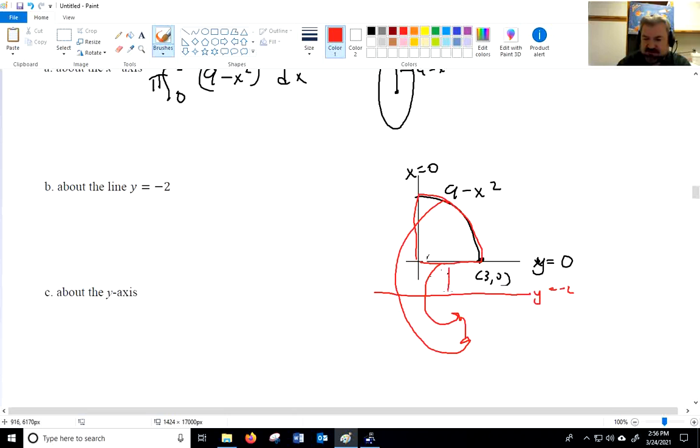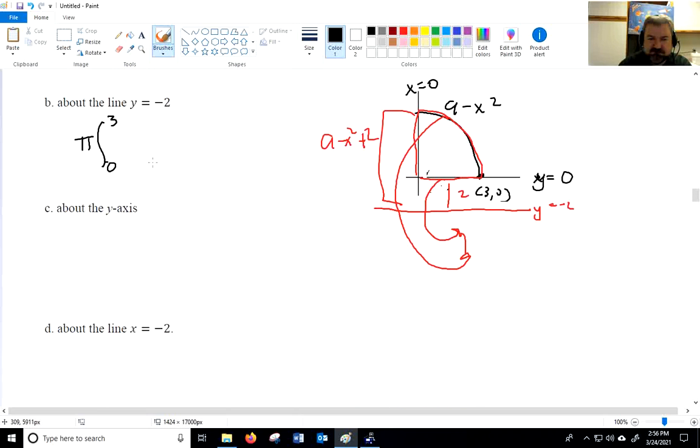So my inner radius is this length here, which is just the height of 2, 0 minus a -2. And this height, the outer radius, is 9 minus x squared minus a -2, which comes +2. So it's 11 minus x squared. So my formula will be pi times the integral from 0 to 3 of outer radius squared, which is 11 minus x squared squared minus inner radius squared, so minus 2 squared dx.